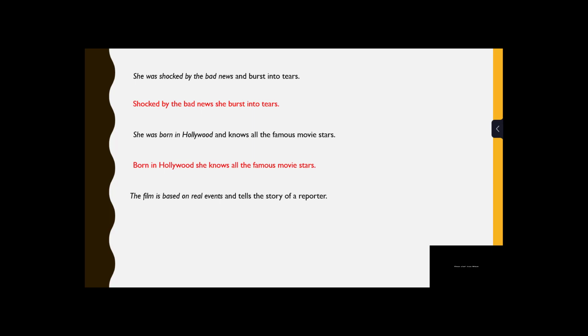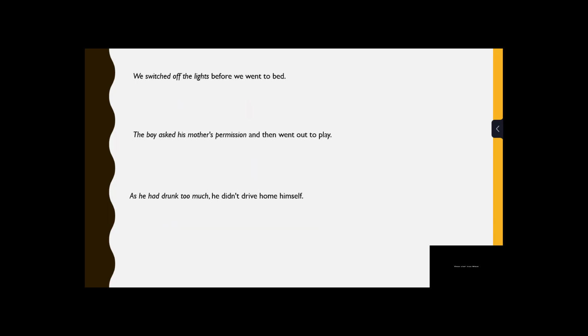The film is based on real events and tells the story of a reporter. Based on real events, the film tells the story of a reporter. So I hope these examples make it clear and help you understand it better. Let's try some more examples. We switched off the lights before we went to bed. Having switched off the lights, we went to bed. And this is the present participle with the verb in past participle. Yes, having switched off the lights, we went to bed.